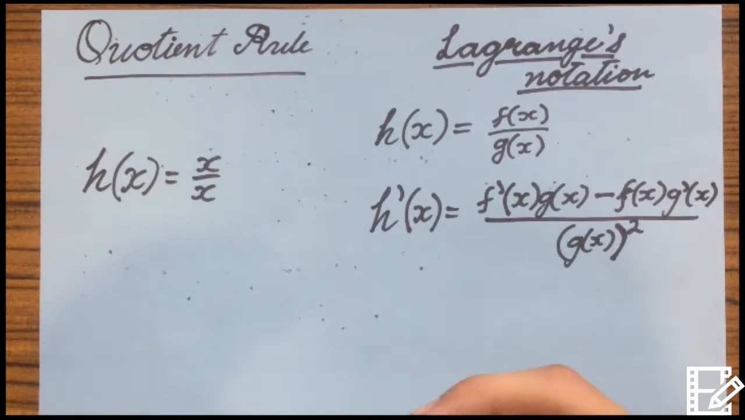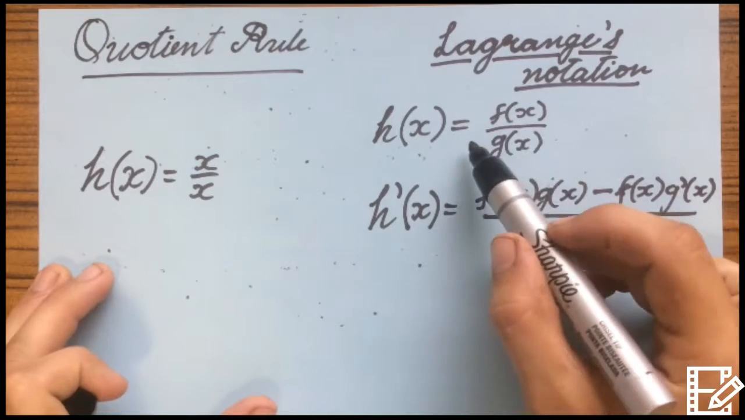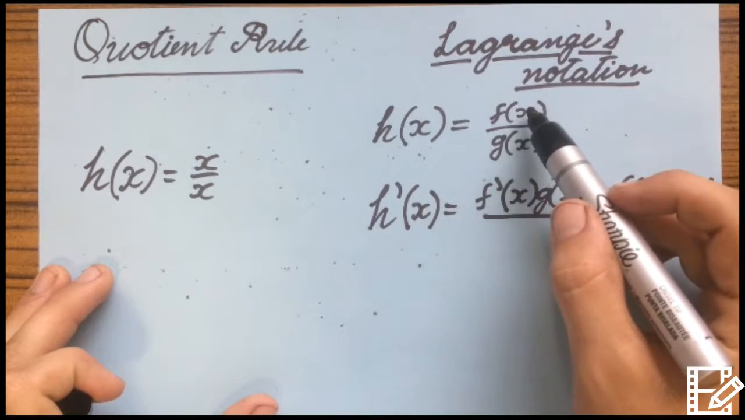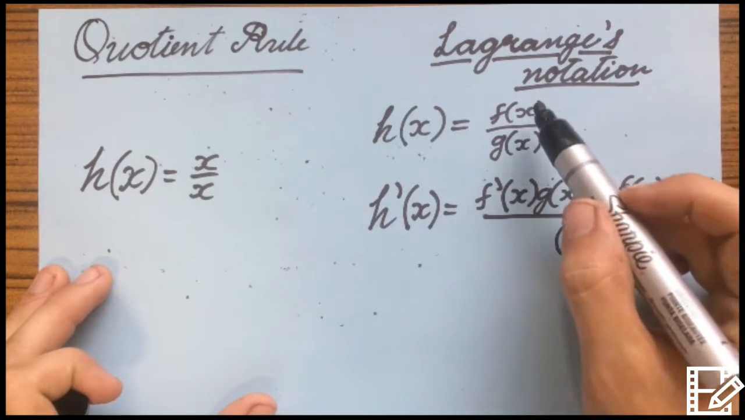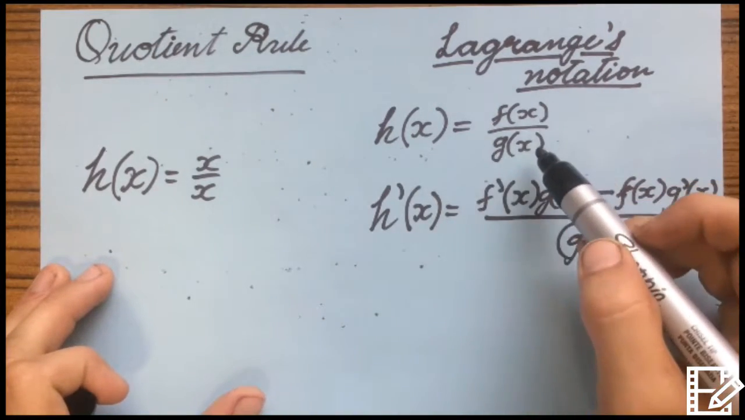Basic derivatives, quotient rule, Lagrange's notation. So, what the quotient rule is, the way Lagrange does it, or Lagrange, however you say it, is he has a function, and within this function is another function over a function, or a function divided by a function. In this case, it's h(x) equals f(x) over g(x).